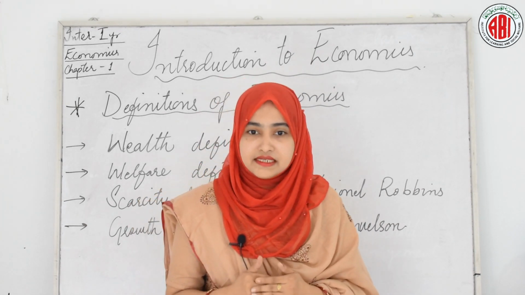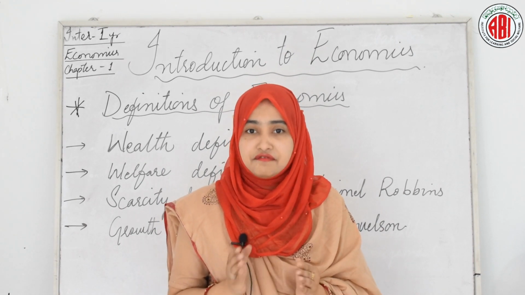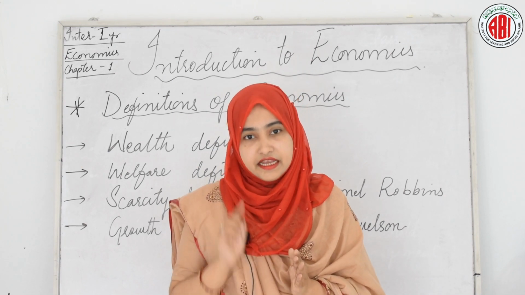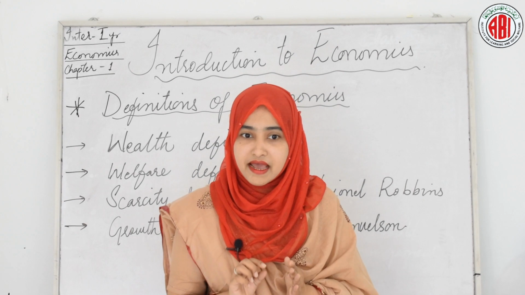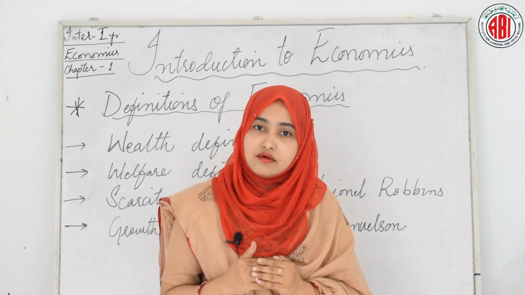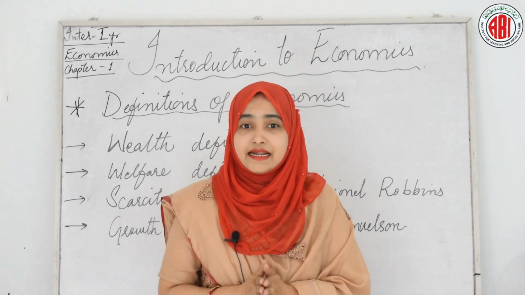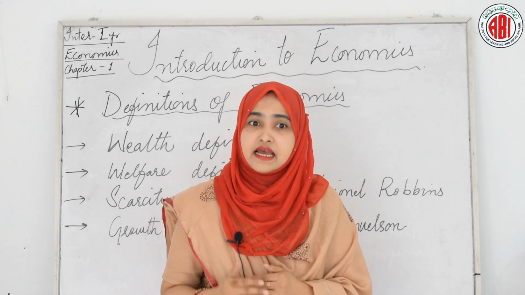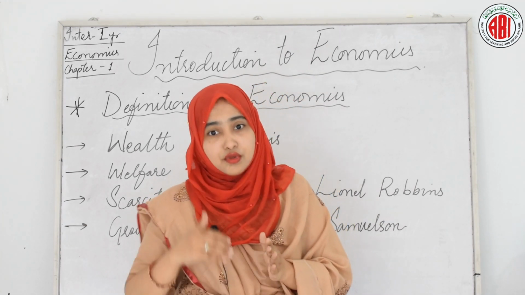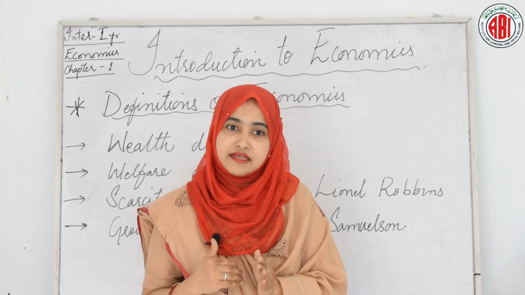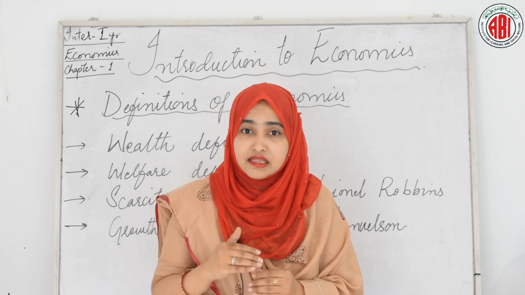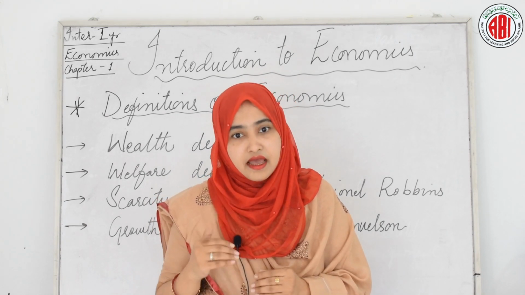The classical economists, beginning with Adam Smith, defined economics as the science of wealth. He defined it in his famous book, Wealth of Nations, as an inquiry into the nature and the causes of wealth of nations. Besides Adam Smith, other classical economists have also regarded economics as the study of wealth. In the words of J.B. Say, the aim of political economy is to show the way in which wealth is produced, distributed, and consumed.